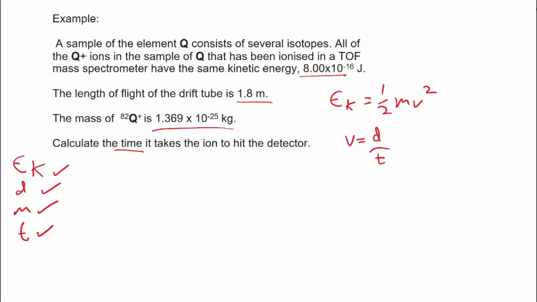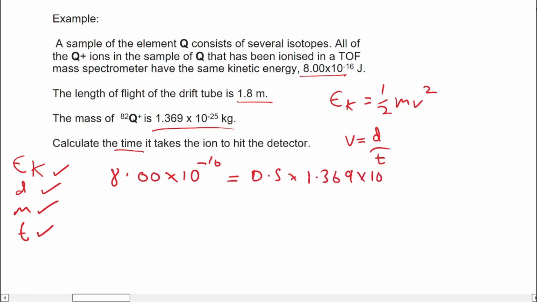So 8.00 times 10 to the minus 16 equals 0.5 times 1.369 times 10 to the minus 25 times V squared. Now you'll notice these numbers are similar to the ones we used before, so we should be able to solve for V squared doing exactly the same thing.